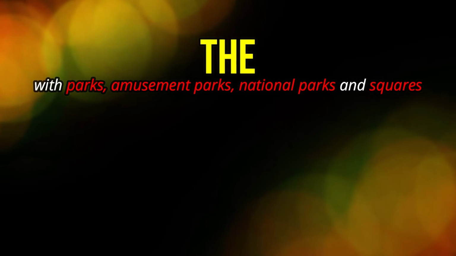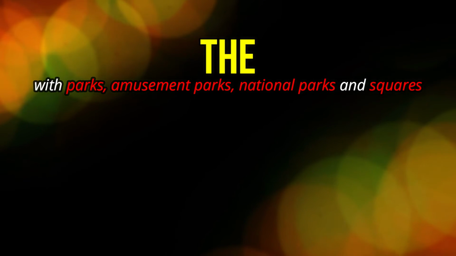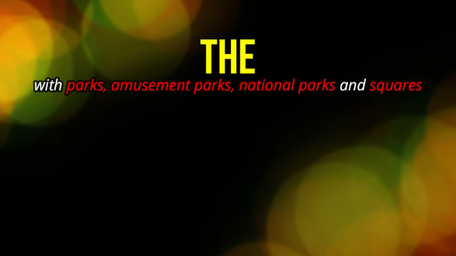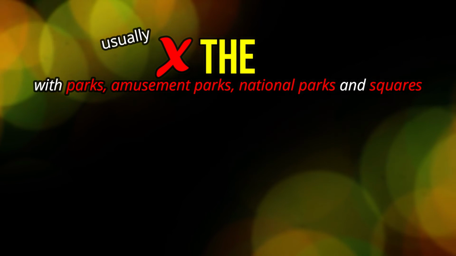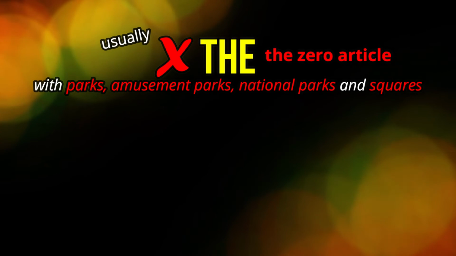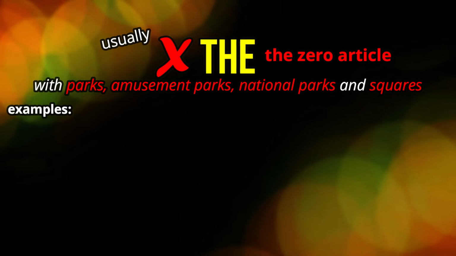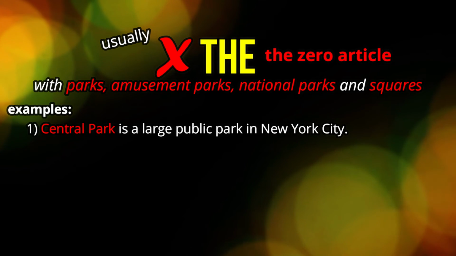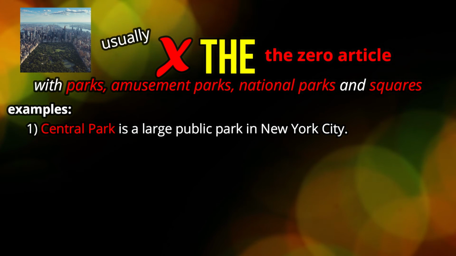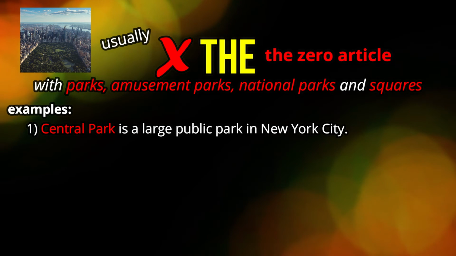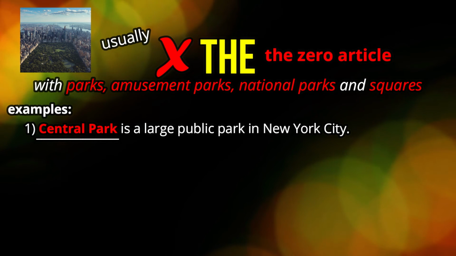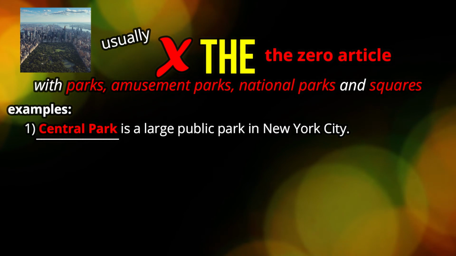And finally, we have parks, amusement parks, national parks, and squares usually don't take an article, right? Or take the zero article. Let's look at the examples. In number 1, Central Park is a large public park in New York City. As you can see, there's no article in front of Central Park. It takes the zero article.